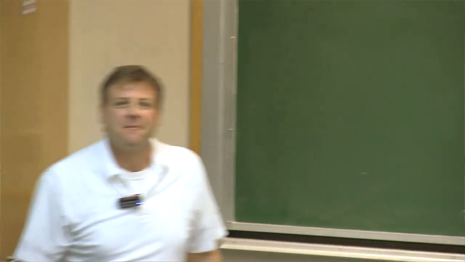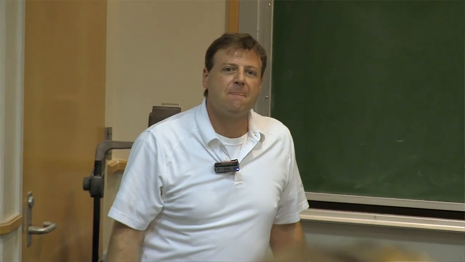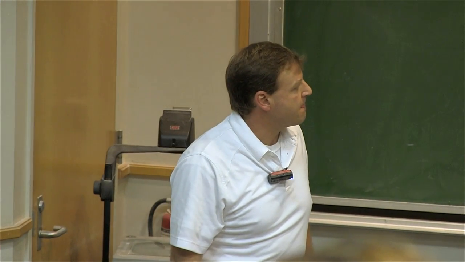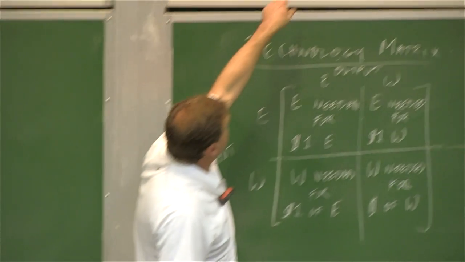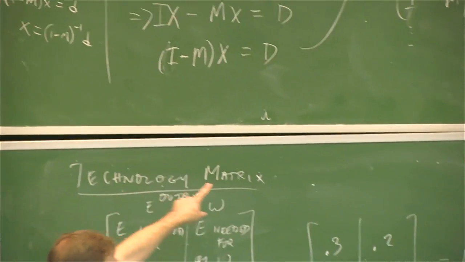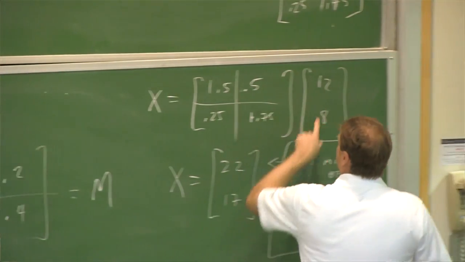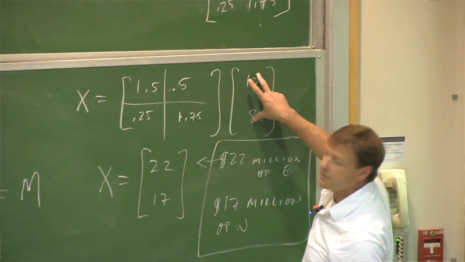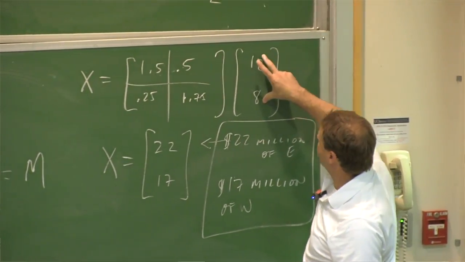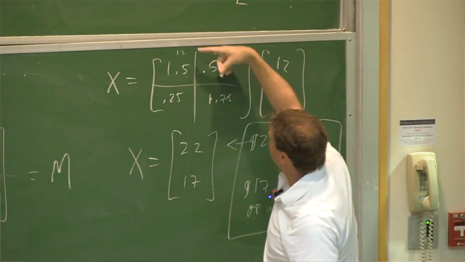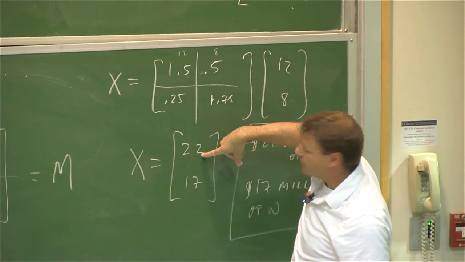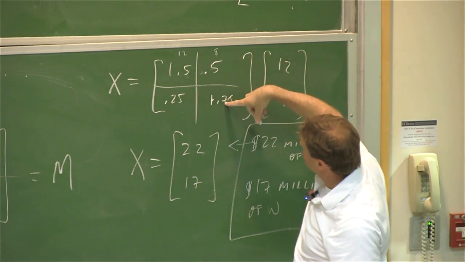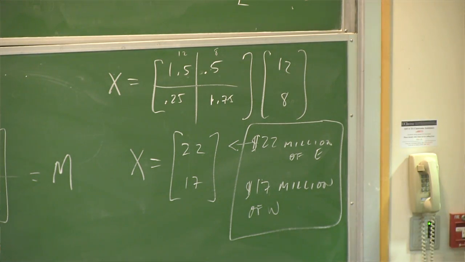Yes? I forgot how you did that step right before you go to 17. Point to me where. Just about the result, the answer. Here. Yeah. From there, yeah. Okay, so what I'm doing, I'm just doing matrix multiplication. So I just take the 12 and the 8, put it on a side, and then I go 12 times 1.5 plus 8 times 0.5, that gives me 22. Then 12 times that plus 8 times that gives me 17. Yeah, it's just matrix multiplication.